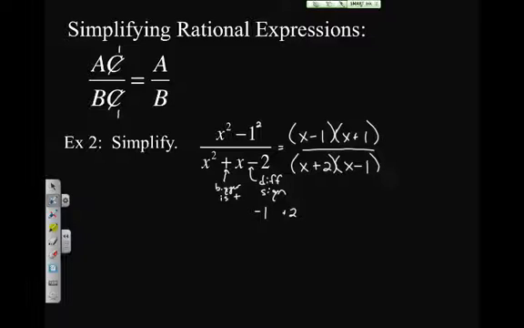So now what we can do, just like our property up above here, we can look for a common factor. And if you'll notice, x minus 1 is a factor in the top, and it's a factor in the bottom. So we can cancel that to a 1 and cancel this to a 1. And so what we're left with is simply x plus 1 over x plus 2. And that is our simplified form of that rational expression.